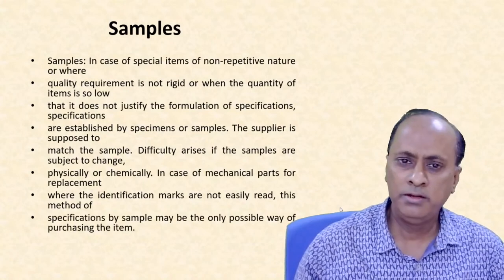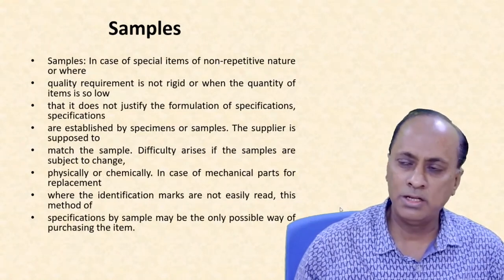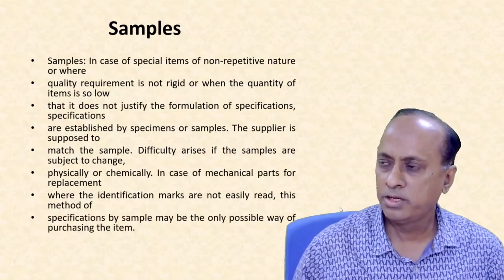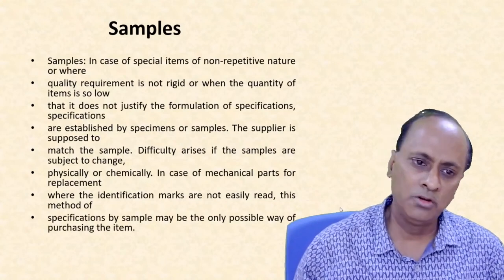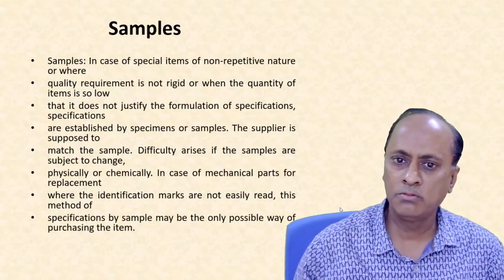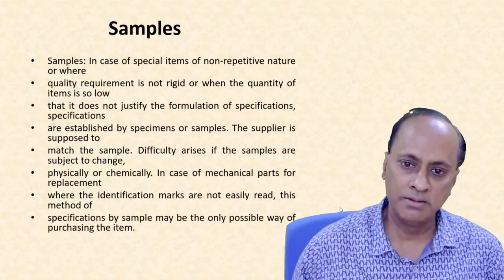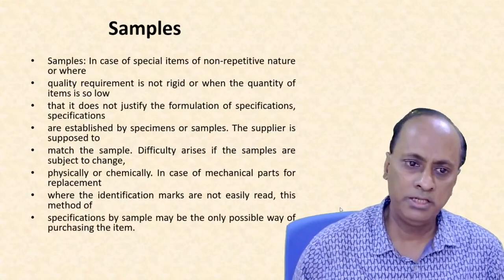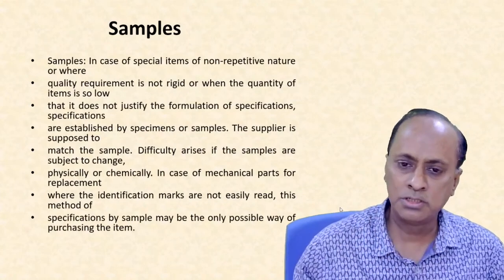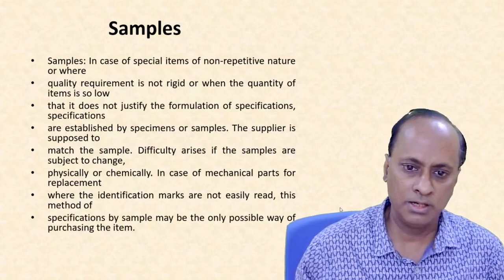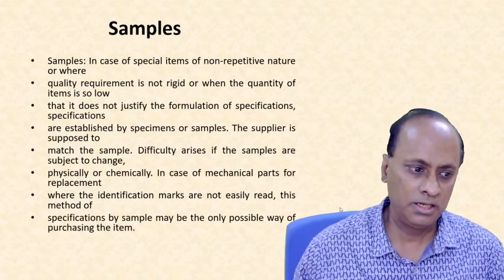So what happens in case of some items of non-repetitive nature where the quality requirement is not very rigid, we can somehow compromise with the quality, and the quantity of the item we purchase is very low. Sometimes we don't formulate any specification, but specifications are established by samples. The supplier is supposed to match the samples, but there are certain difficulties. Samples may change, physically or chemically. In that case, it may not be the only way of purchasing the items.